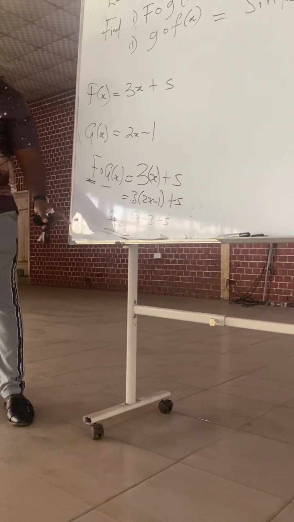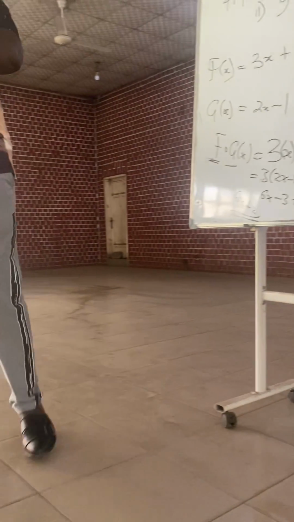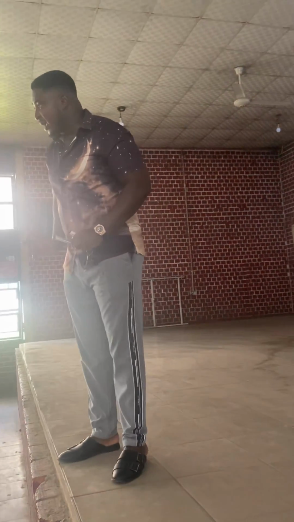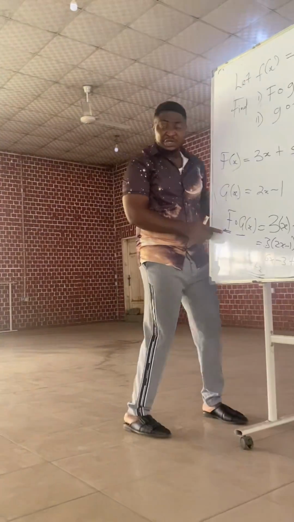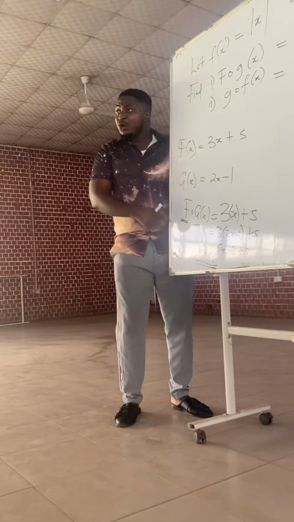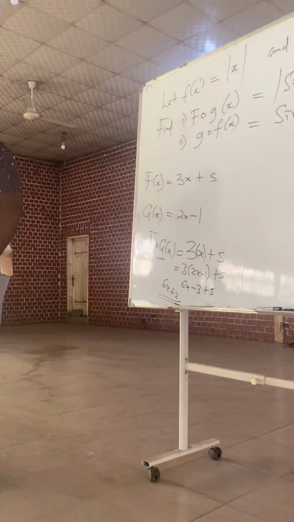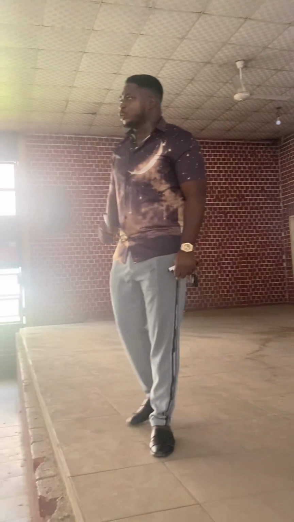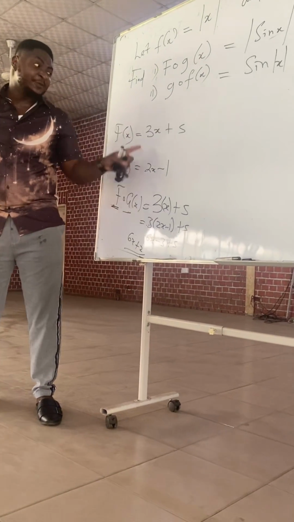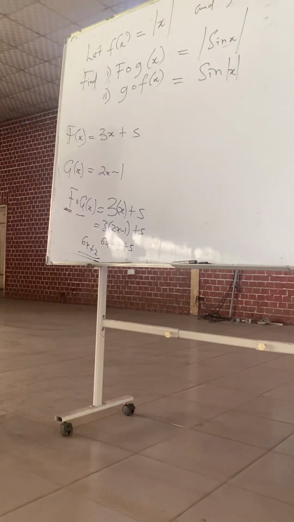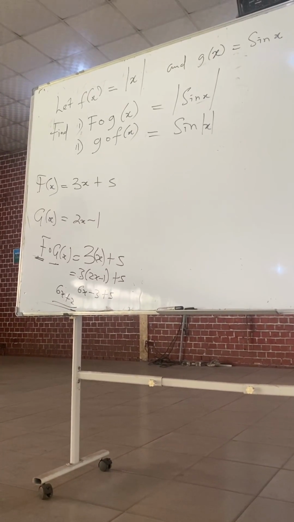Let me repeat the steps again in case I was too fast. Step 1, identify your primary and secondary function. The primary function is the first function mentioned. F is primary. Who is the secondary function? G. Step 2, write down your primary function. Who is the primary function? 3x plus 5.